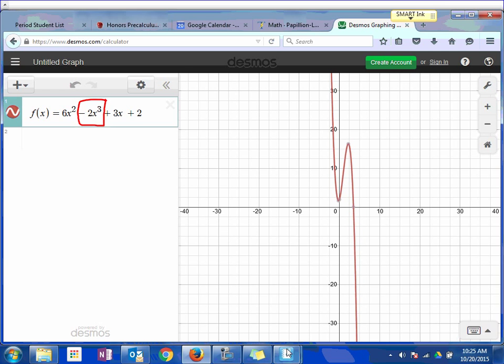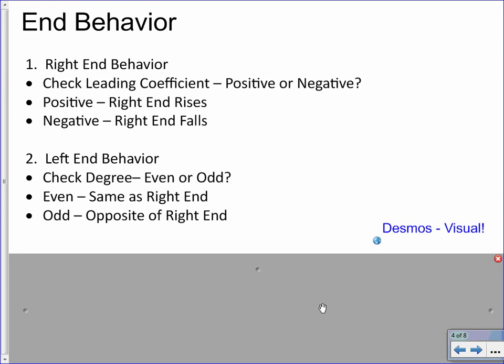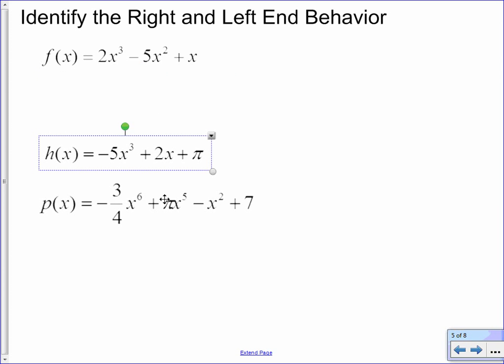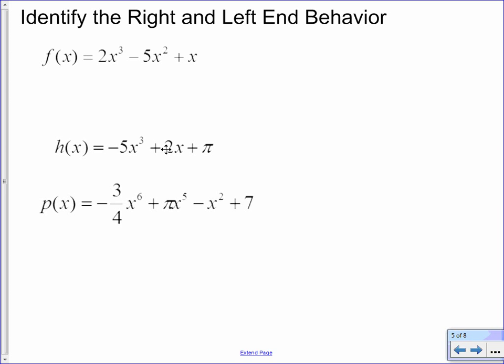Okay. We'll do a couple quick examples, and then I'll have you work on some problems with the partner. Okay. So we can do right and left end behavior, and let's just get rid of a couple of these so we don't have so much. We'll get rid of torture.